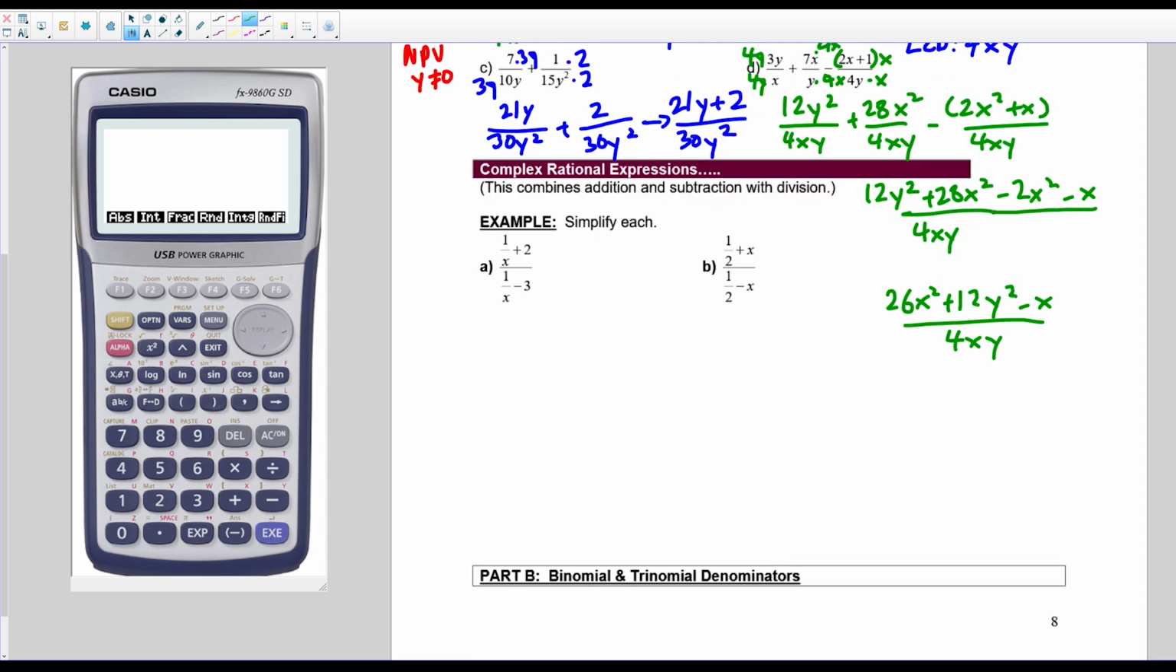So I'm going to stop the video here as we are getting into the feature film length territory. In the next video, we're going to continue on with adding and subtracting rationals, and we're going to focus on binomial and trinomial denominators that are not the same. And then after that, we're going to move into solving rational equations.